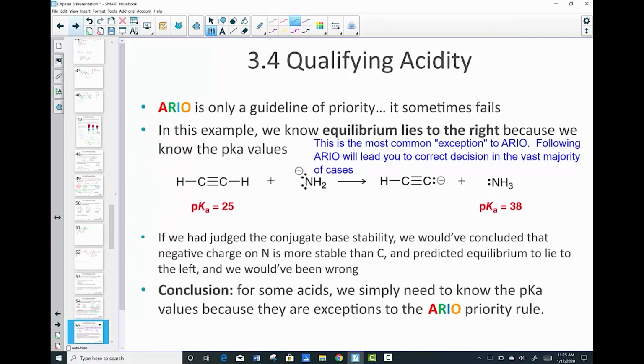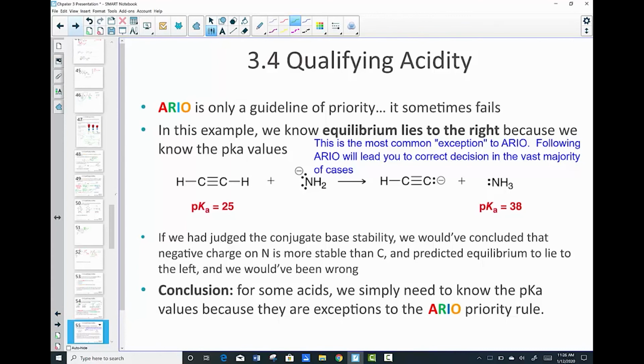And I say that just so rarely it does that I don't want you to be alarmed and thinking, oh, why should I kind of understand ARIO and use it if it's going to let me down frequently? And the answer is, well, it really won't. I promise, it really won't. There's just one common exception to ARIO, and if I show it to you, you'll go, okay, I'll remember that.